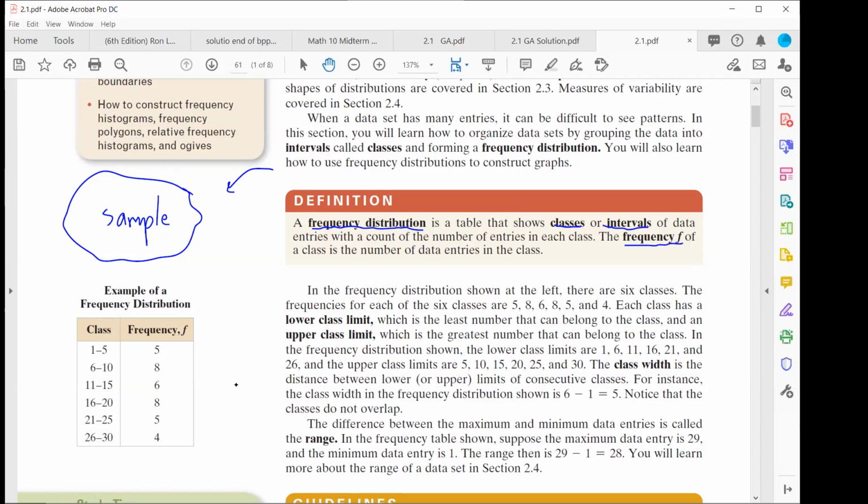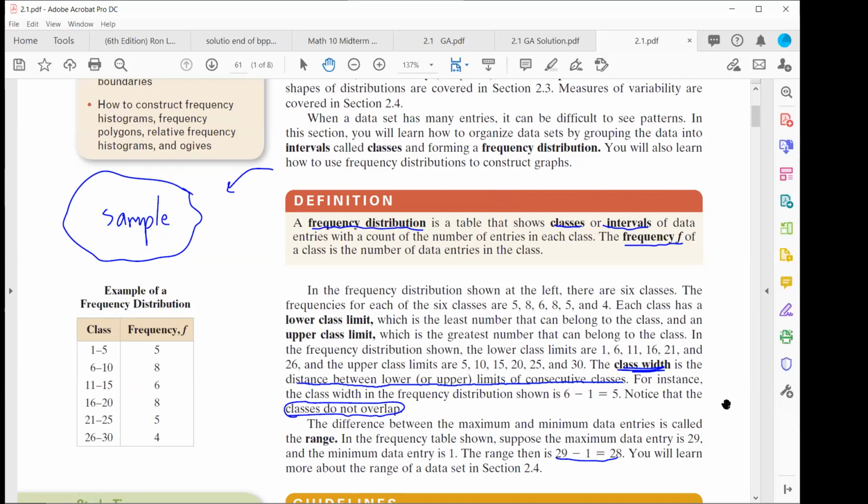The class width is the distance between the lower or the upper limits of consecutive classes. For instance, the class width in the frequency distribution shown is 6 minus 1 equals 5. Notice that the classes do not overlap. The difference between the maximum and minimum data entries is called the range. In the frequency table shown, suppose the maximum data entry is 29 and the minimum data entry is 1. The range is then 29 minus 1 equals 28. You will learn more about the range of a data set in section 2.4. Very good, thank you very much.